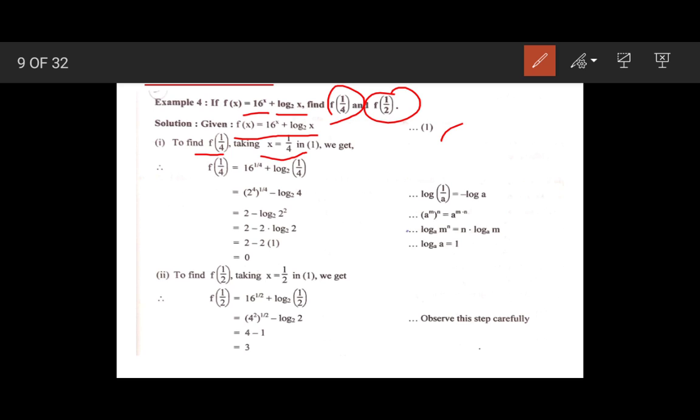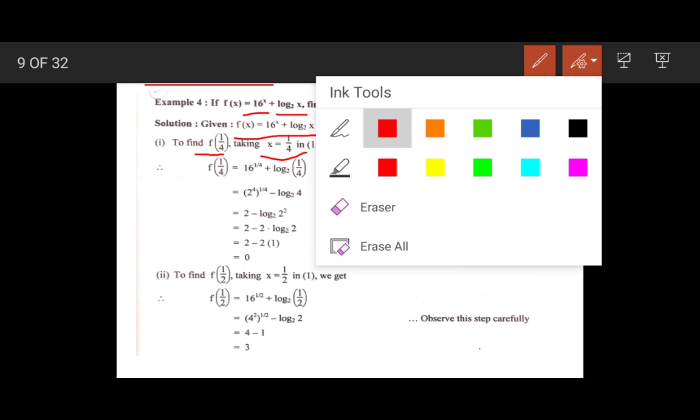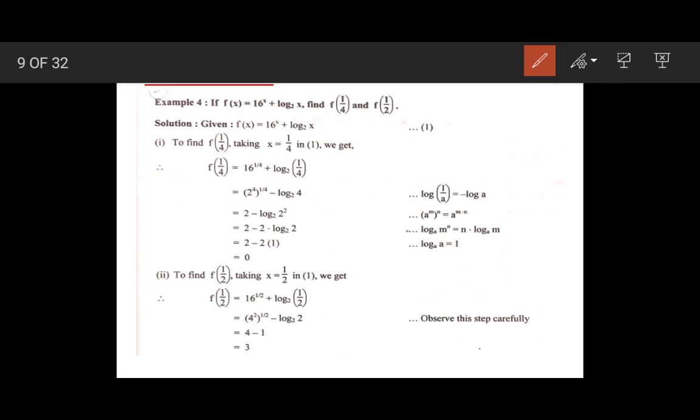So f of 1 upon 4 means, in place of x, what I have to substitute? I have to substitute 1 upon 4. So f of 1 upon 4 will be 16 raised to 1 upon 4 plus log 1 upon 4 to the base 2. Right? Now this 16, as you know, 2 raised to 4 is equal to 16. Right? So in place of 16, what I am going to write? I am going to write 16 as 2 raised to 4 minus this 1 upon 4.